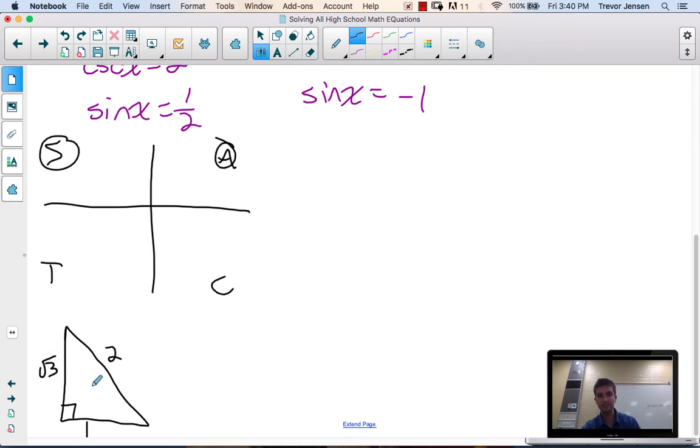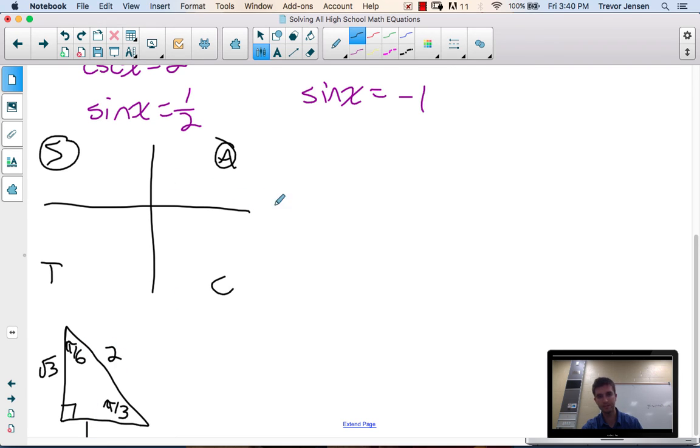So instead of 60 degrees, I'm actually going to have pi over 3 radians. And instead of 30 degrees, pi over 6 radians. So here's my special triangle using a different unit of measure for the angle. It's in radians now. So sine of what equals a half? Well, sine's opposite over hypotenuse, so sine of pi over 6 equals a half.